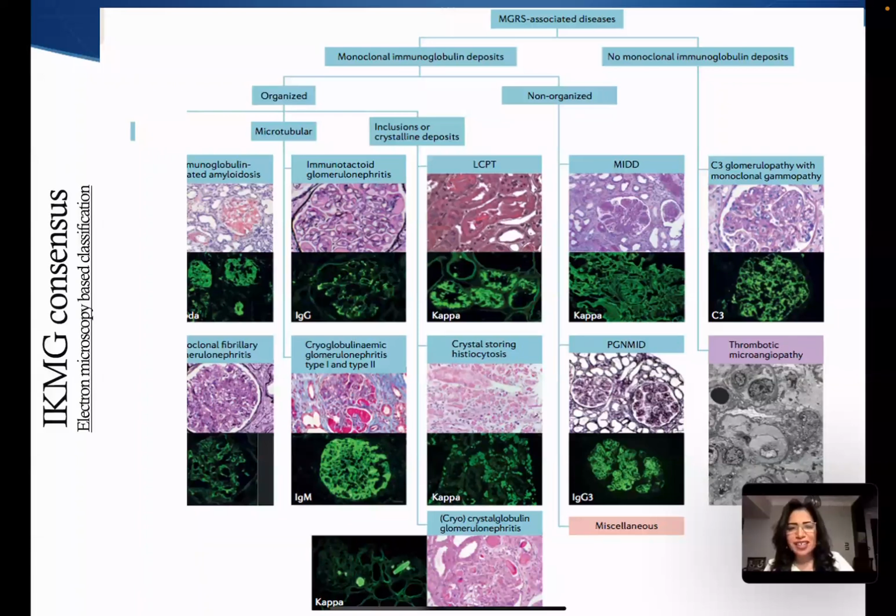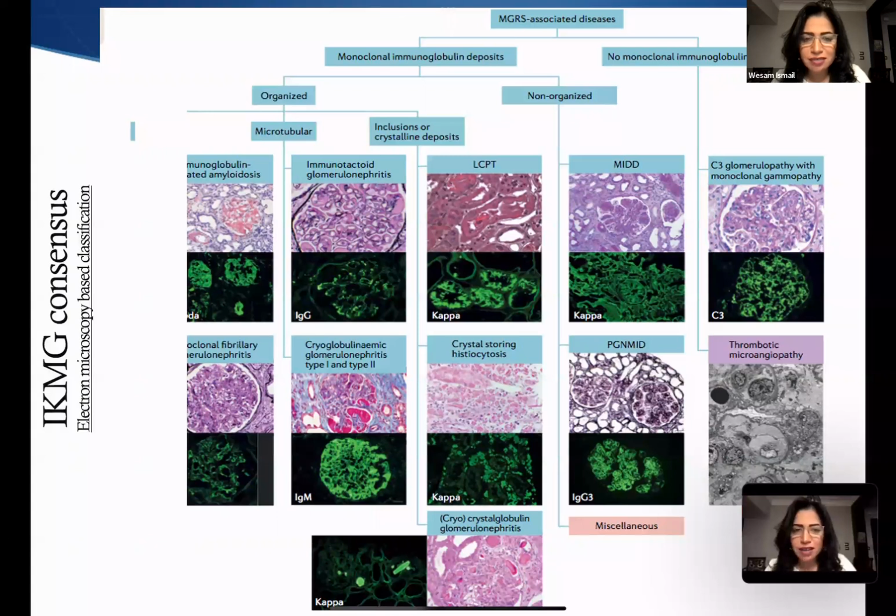Okay, thank you. So as Ahmed has very nicely explained, monoclonal gammopathy of renal significance is a term which has been generated for patients who have a monoclonal gammopathy of undetermined significance, what we used to call MGUS, but they actually have organ involvement. And the organ which we care about is the kidney. So we cannot call it of undetermined significance, because the significance is there and the significance is renal. So this is why we call it MGRS.